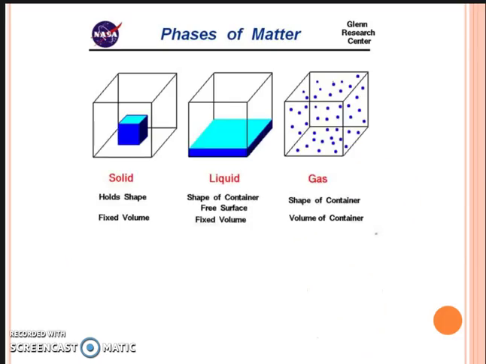So if we were to dive a little bit deeper about those phases of matter, here is a little more information that you can add to your chart. Solids hold their shape and have a fixed volume because those particles are close together. Liquids always take the shape of a container. They have a free surface and they have a fixed volume due to their particles. And gases always take the shape and the volume of the container because those gases like to move around.